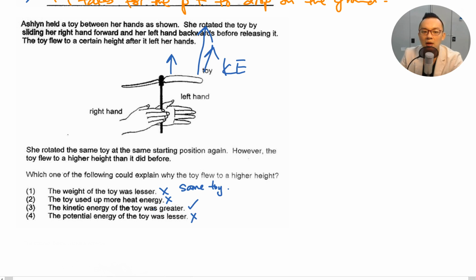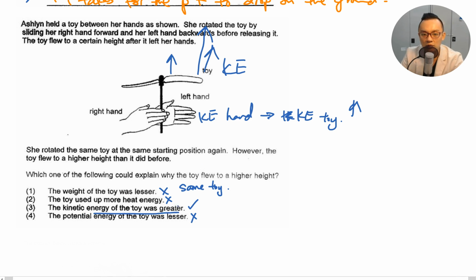The potential energy of the toy was lesser? That's not correct, because the KE of your hand is transferred to the KE of the toy. So because the KE of your hand is higher, the KE of the toy is higher, and therefore it will go higher.